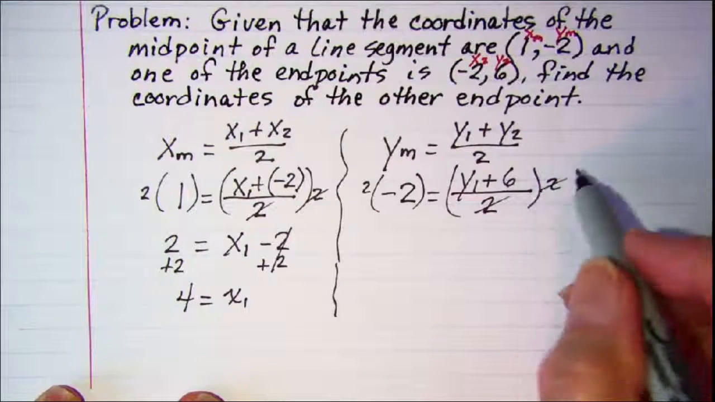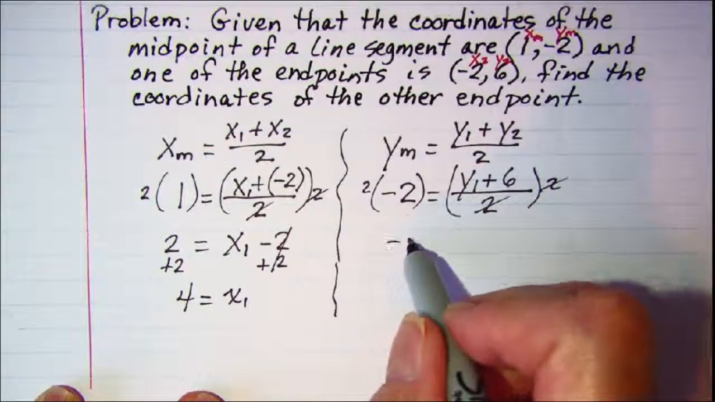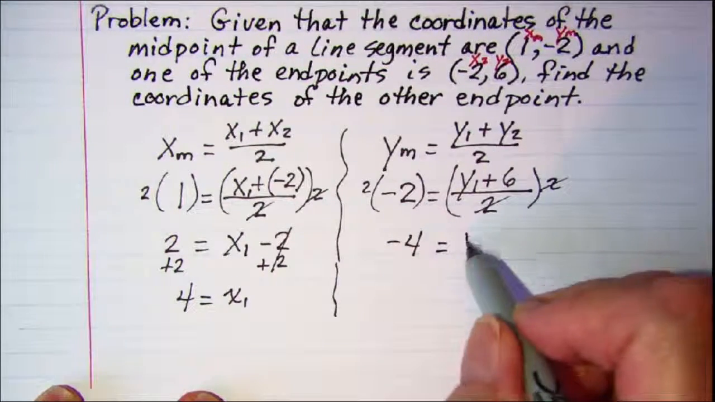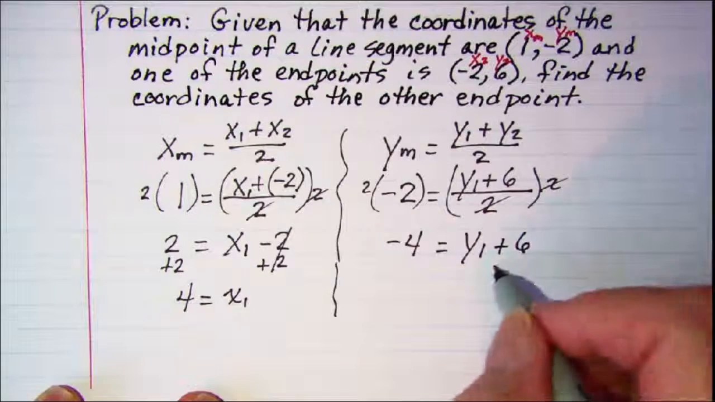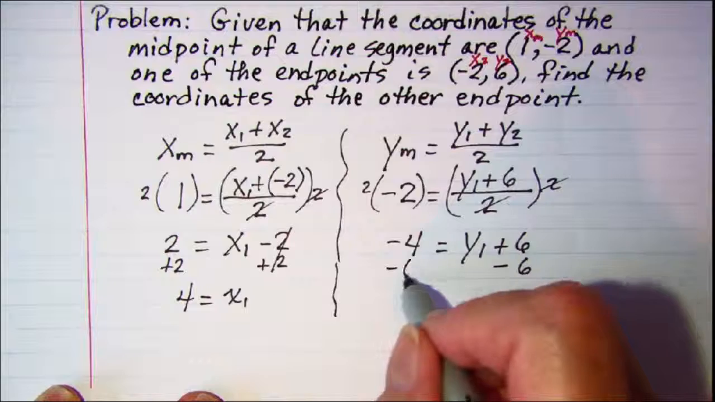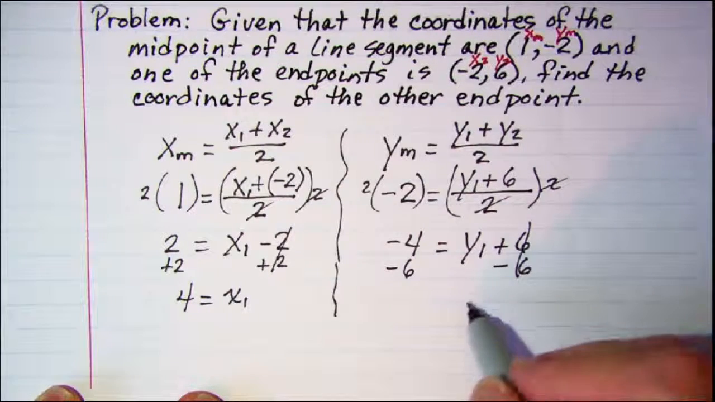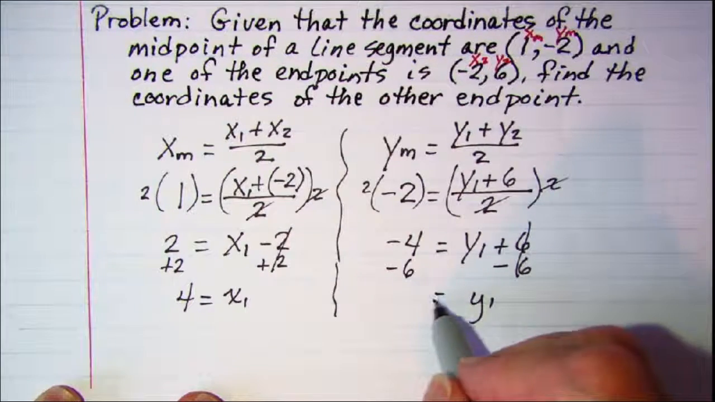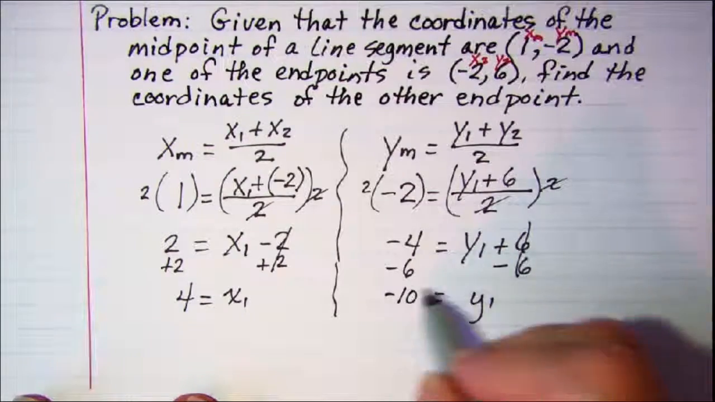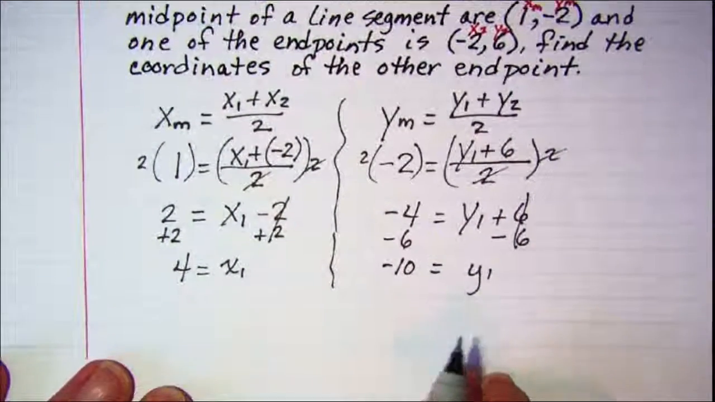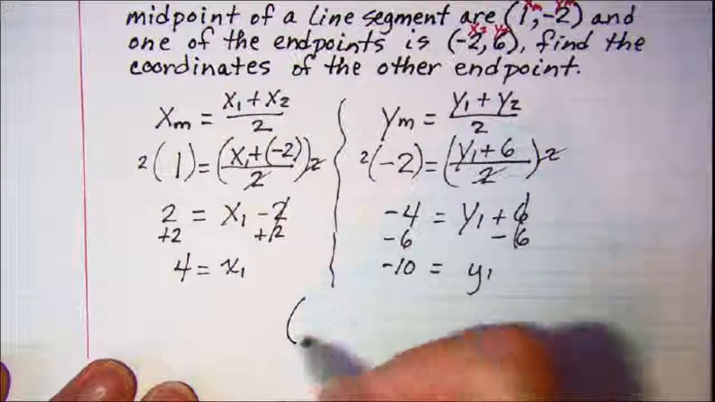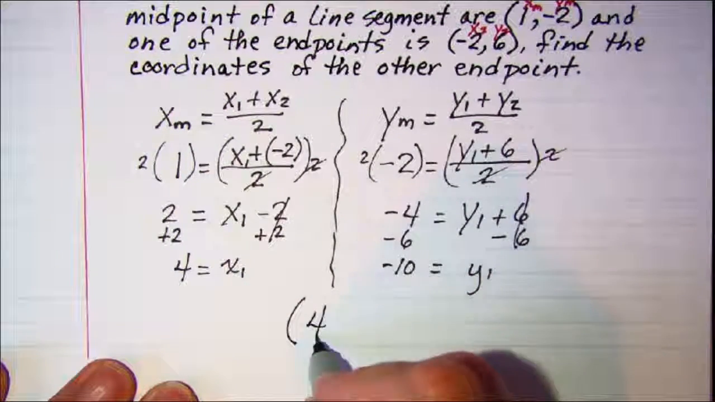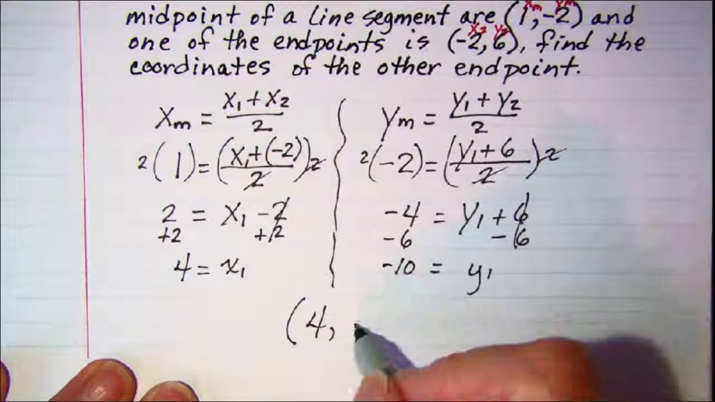These will cancel. And I have negative 4 is equal to y1 plus 6. Subtract 6 from both sides. These will cancel. And y1 is equal to negative 10. So the coordinates of the other endpoint, well, the x coordinate is 4 and the y coordinate is negative 10.